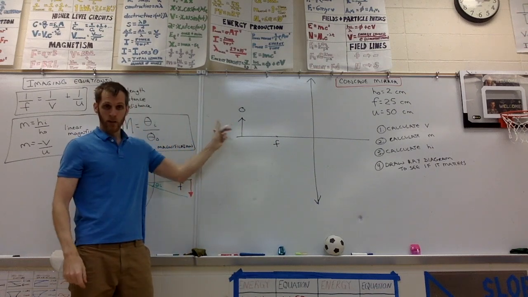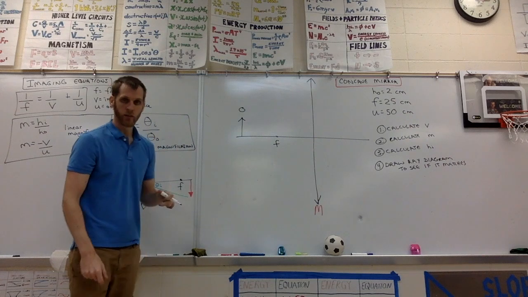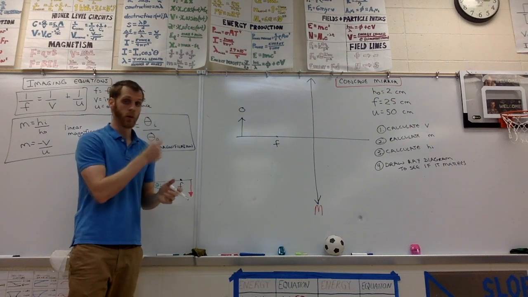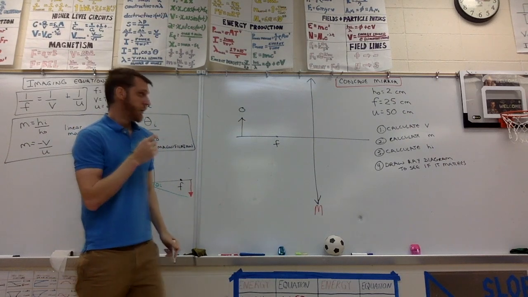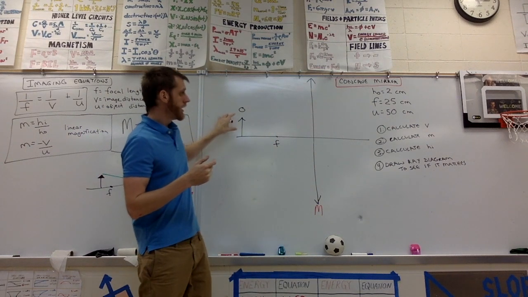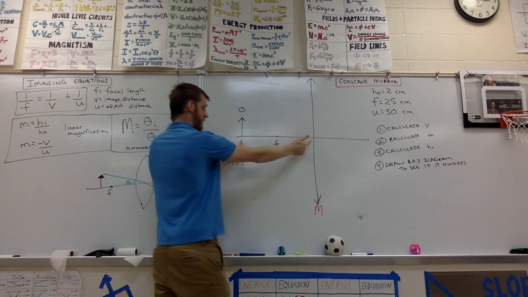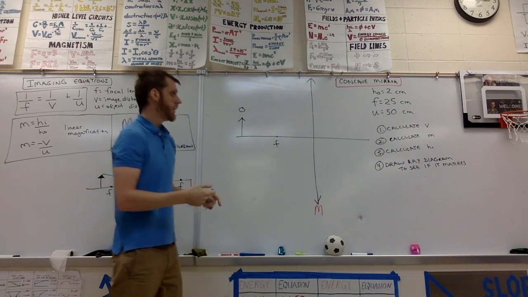This is my object, labeled as O, and this is my mirror, labeled as M. And our F is labeled as the focal length, or the focal point. So what we're going to do for this, we got some data here. The height of this object is 2 centimeters. The focal length is 25 centimeters. The distance from here to here is 50 centimeters. I kind of approximated these.